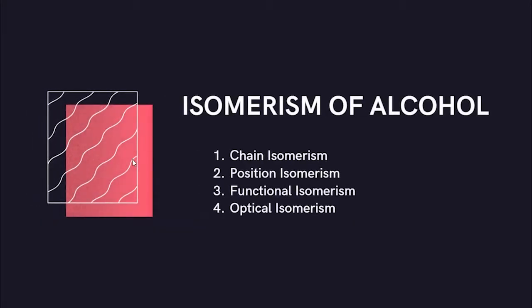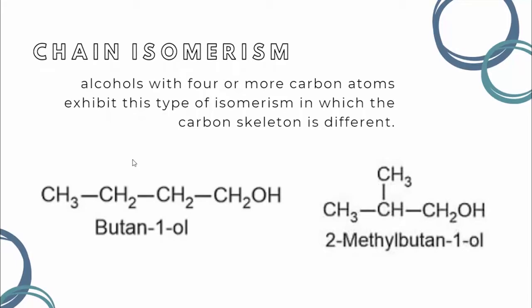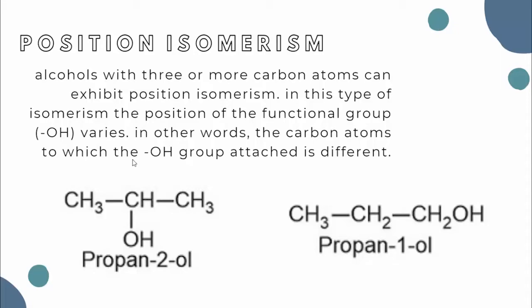The next one is isomerism of alcohol. There are 4 types of isomerism: chain, position, functional, and optical. Chain isomerism. Alcohols with 4 or more carbon atoms exhibit this type of isomerism, in which the carbon skeleton is different. Position isomerism. Alcohols with 3 or more carbon atoms can exhibit position isomerism. In this type of isomerism, the position of the functional group OH varies. In other words, the carbon atom to which the OH group is attached is different.